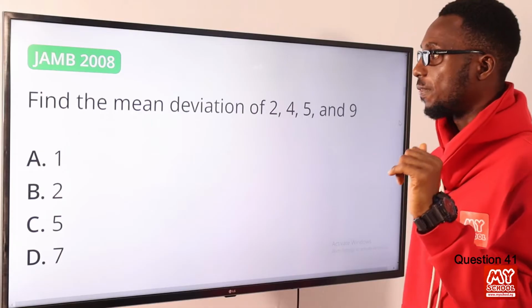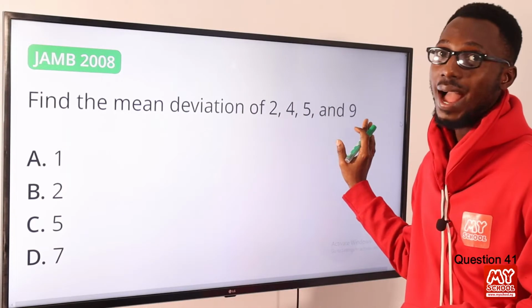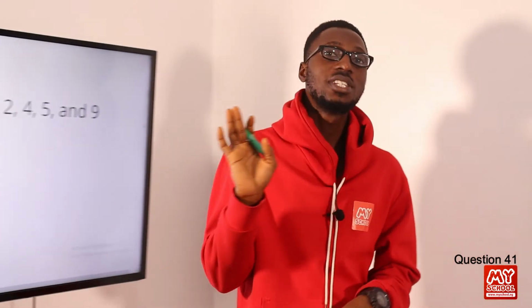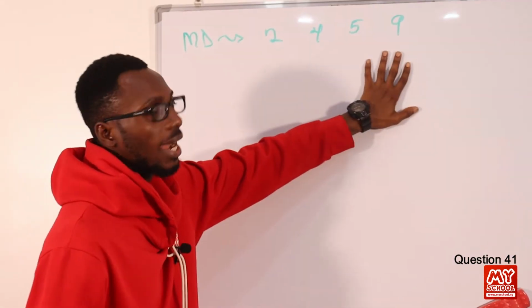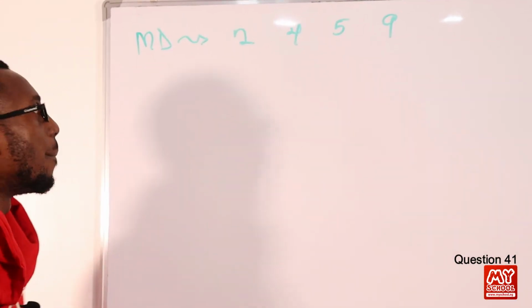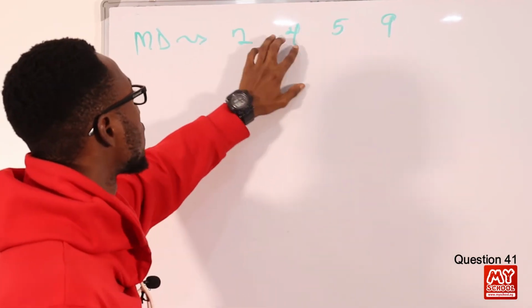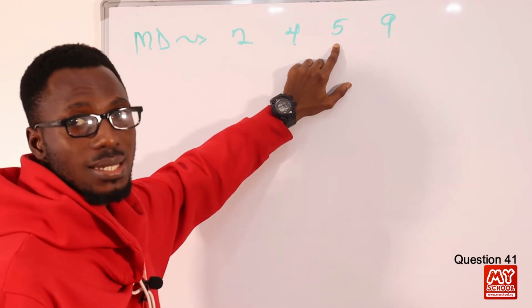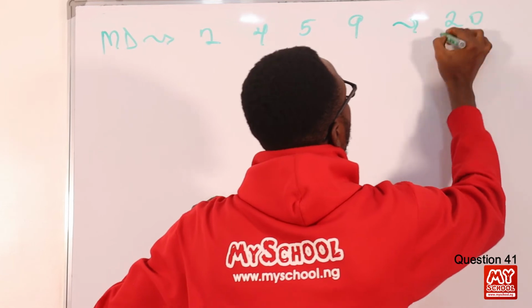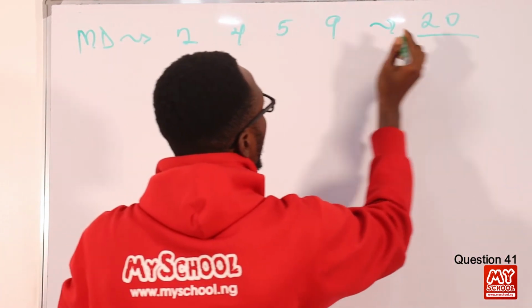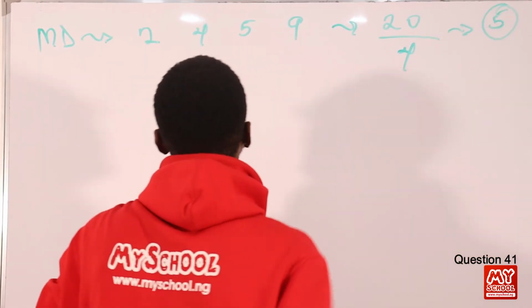41. Find the mean deviation of 2, 4, 5, and 9. Okay, so this is of course an ungrouped data. So we have 2, 4, 5, 9. Okay, so at first, let's get our mean for this. So the mean will just be 2 plus 4 plus 5. So I have 2 plus 4, that is 6, plus 5, that is 11, plus 9, that is 20. All right, 20 over how many? 1, 2, 3, 4. That is actually 5. So this is your mean.